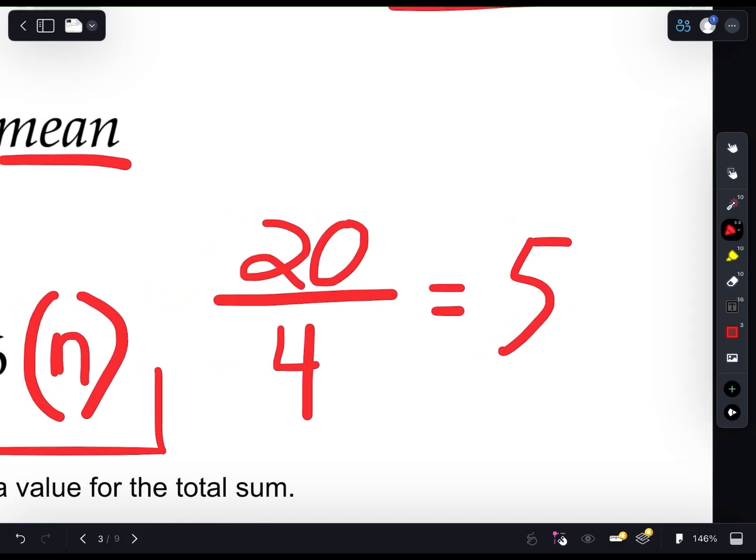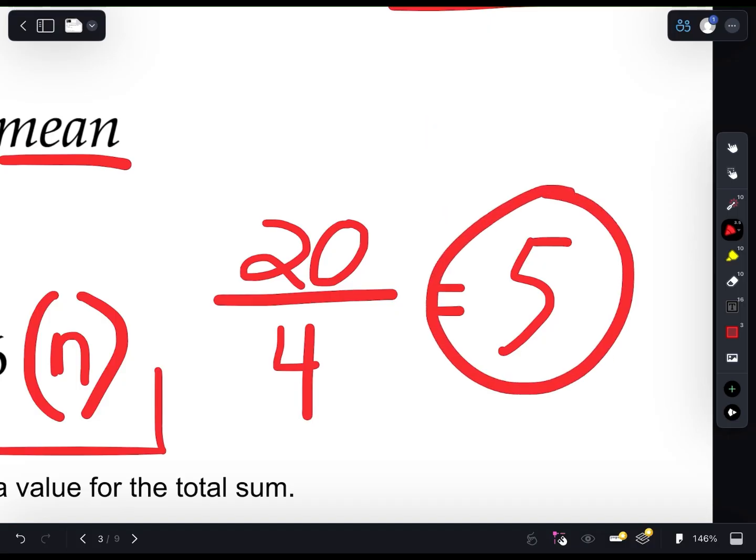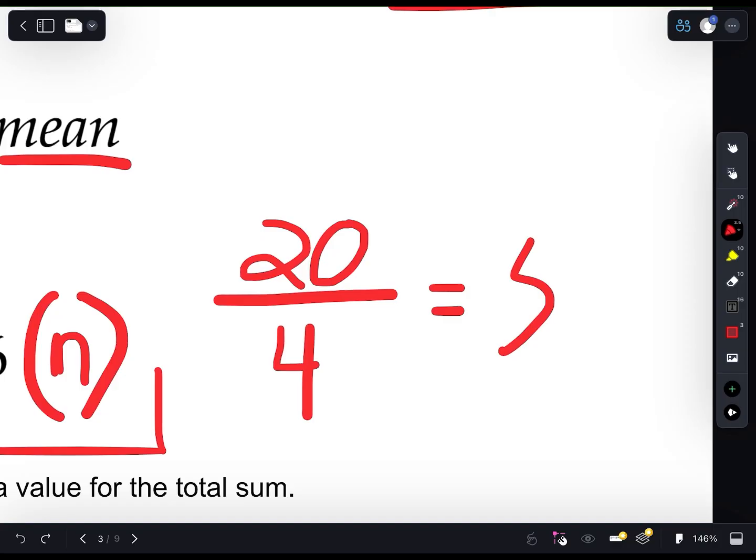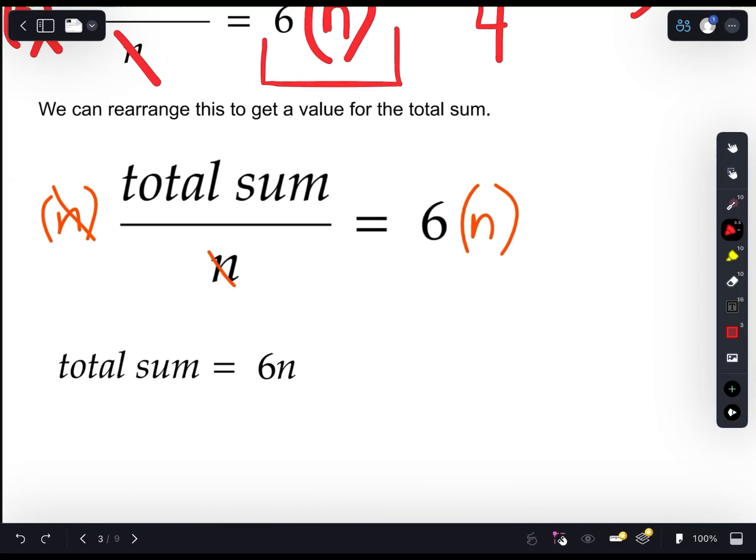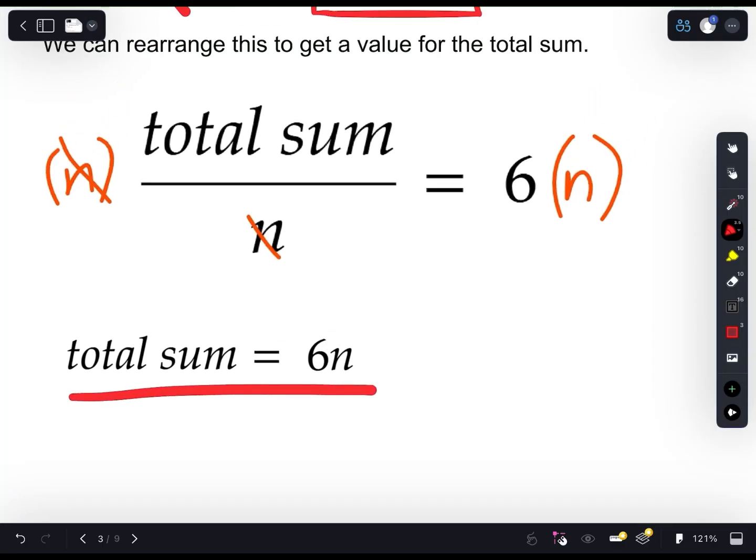I have 4 numbers, and they all add up to 20. I divide them by 4 to get the average. The average of these numbers is 5. So if I take the average of the numbers and multiply it by the amount of numbers I have, it gives me the total sum, which is 20. Hopefully that makes sense. So therefore, our original total sum for situation 1 is just 6n.